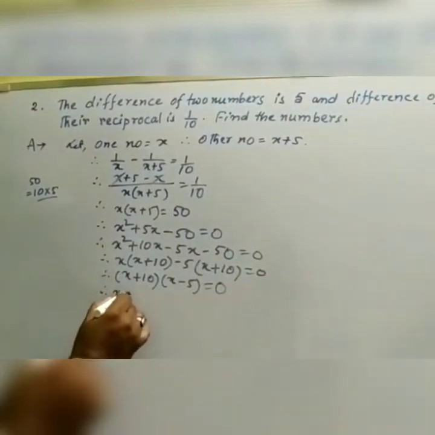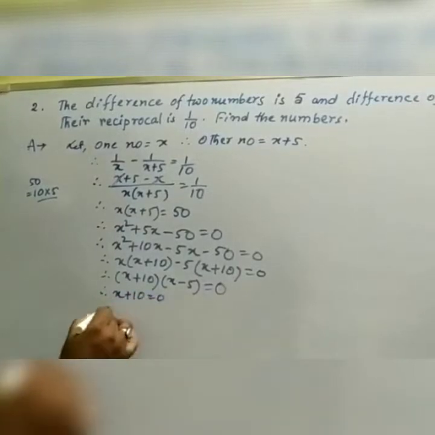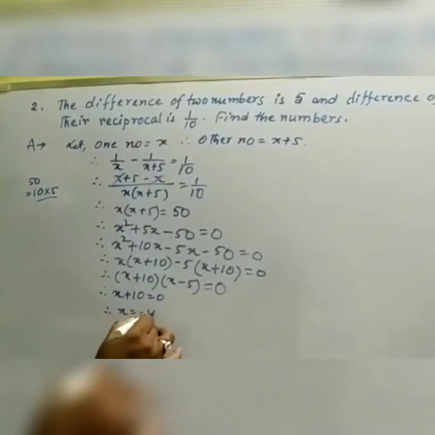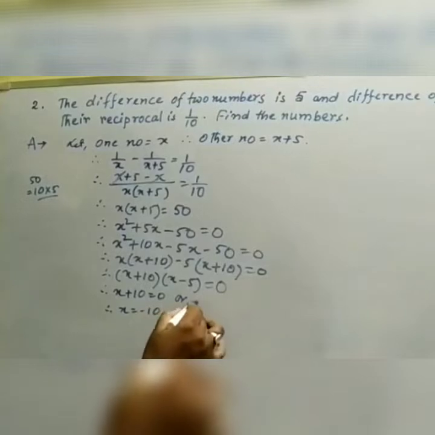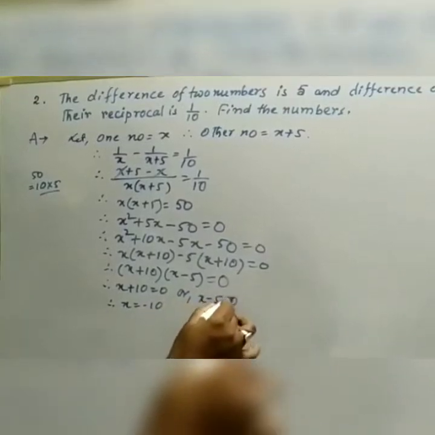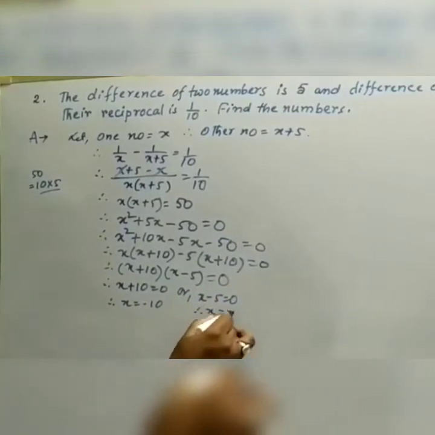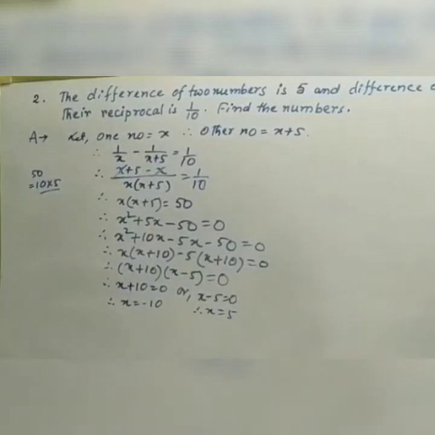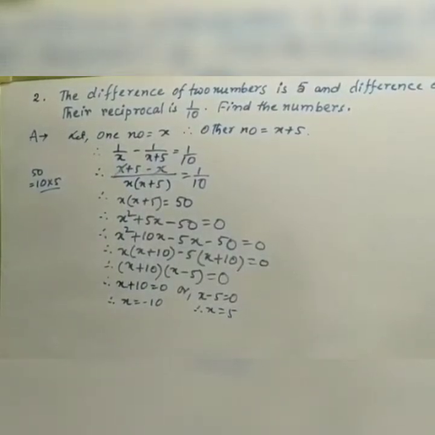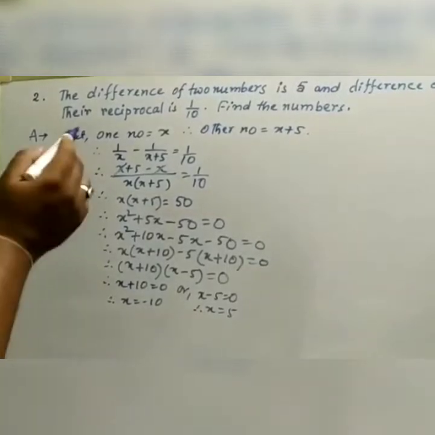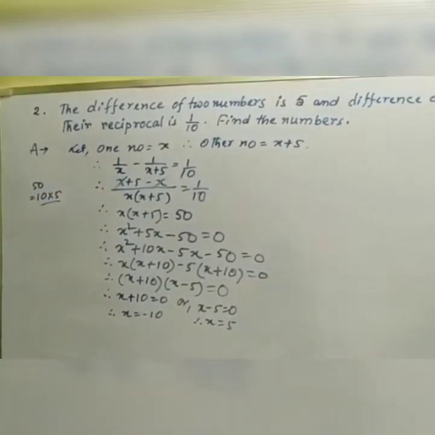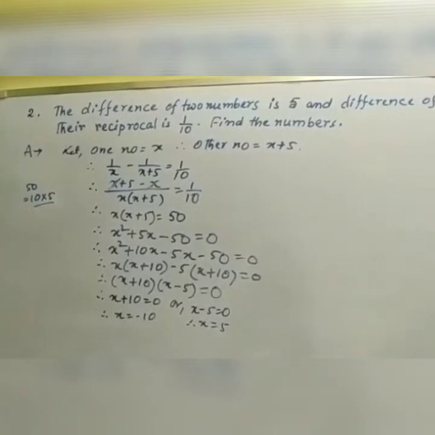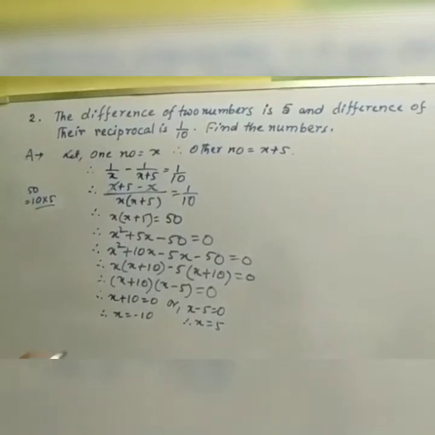Therefore x plus 10 equals 0, so x equals minus 10, or x minus 5 equals 0, therefore x equals 5. So we have two numbers, one is minus 10, another one is 5. We can take both the numbers, because here no condition is given that we have to take positive numbers or negative numbers. So we can take any of these.